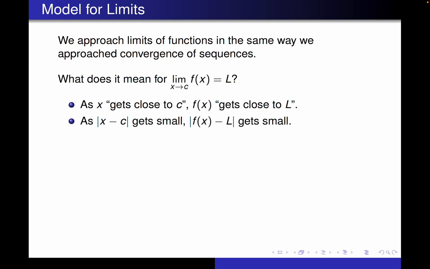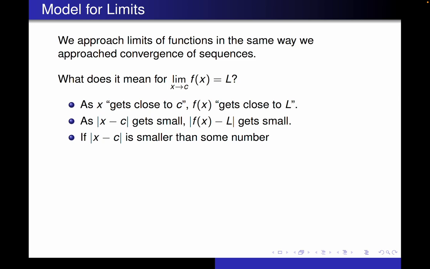x gets close to c means that the absolute value of x minus c gets small. And f of x gets close to L means the absolute value of f of x minus L also gets small. So that means we've got to set different standards for what it means to be small, right? Small is going to be different for the outputs than it is for the inputs.